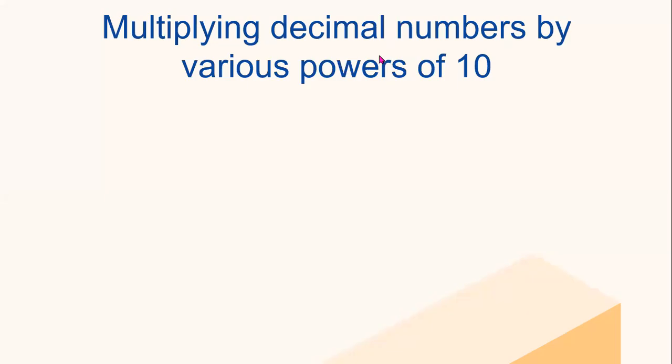Okay, so today we are going to learn how to multiply a decimal number by various powers of 10. Various powers of 10 means 10, 100, 1000, 10,000, and that's what we're going to learn here. We have a very simple concept. We will discuss how to multiply a decimal number by those numbers. Okay, so look here.